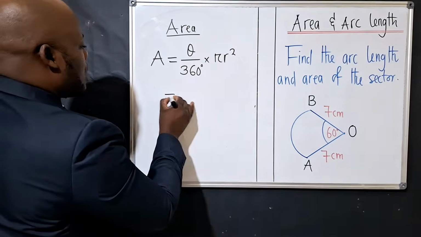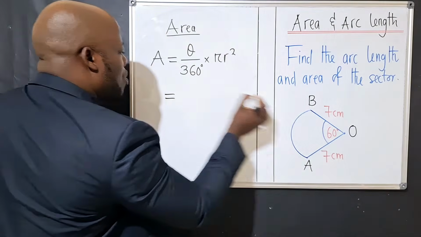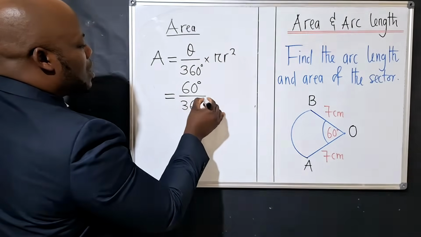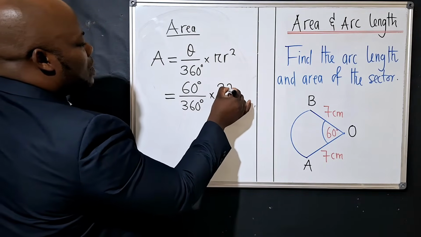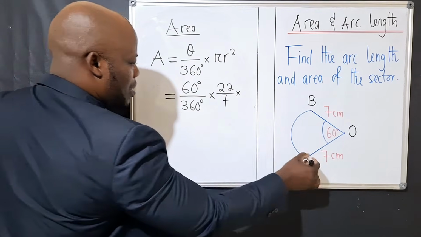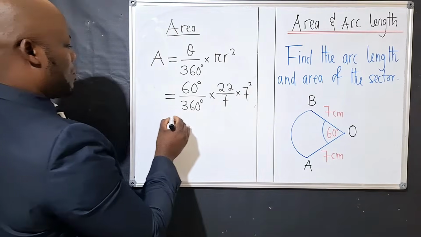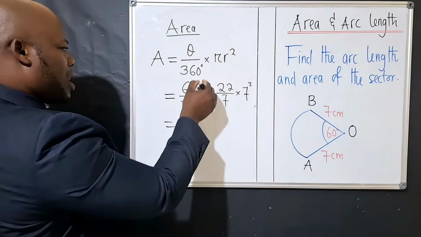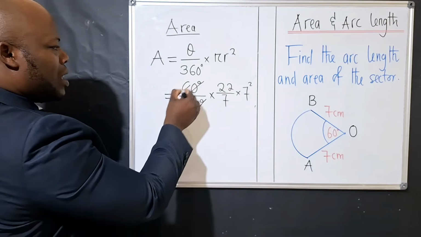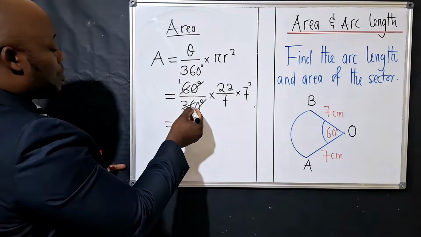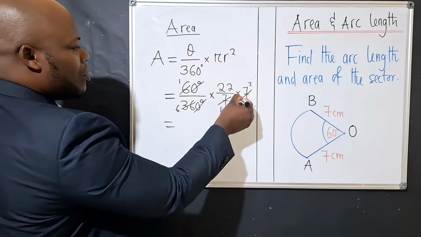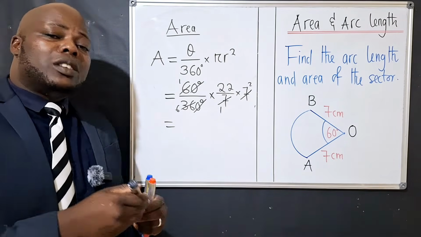So here for theta, we'll get the given angle, which is 60 degrees over 360 degrees, times pi, which is 22 over 7, times the radius, which is 7 squared. And here, we can work out our mathematics. The 0 and the degree there will cancel the 0 there. 6 into itself is 1. 36 will just be a 6. The 7 here is a 1. The 7 there are two sevens because of the 7 power 2.